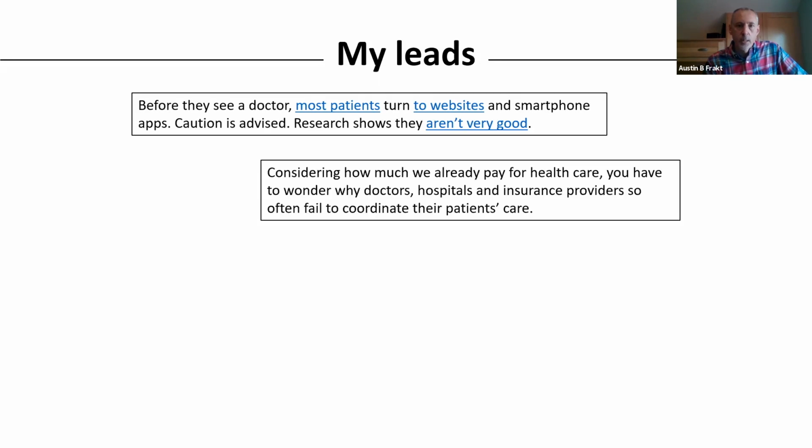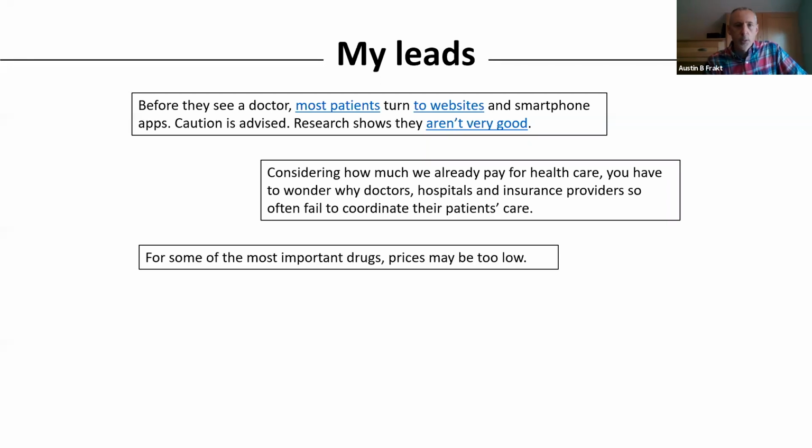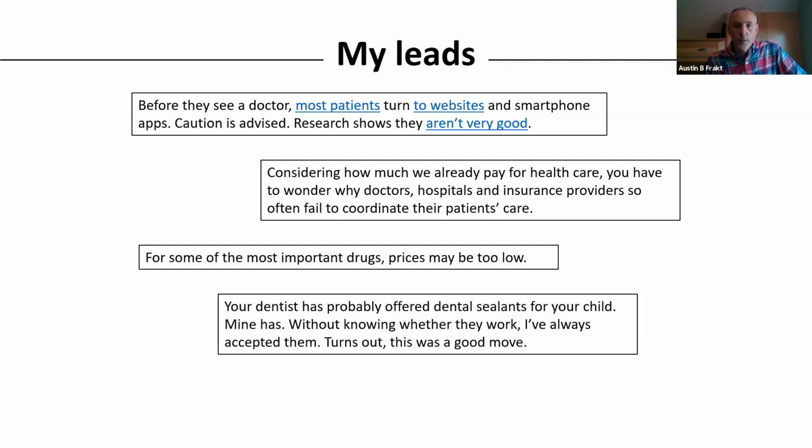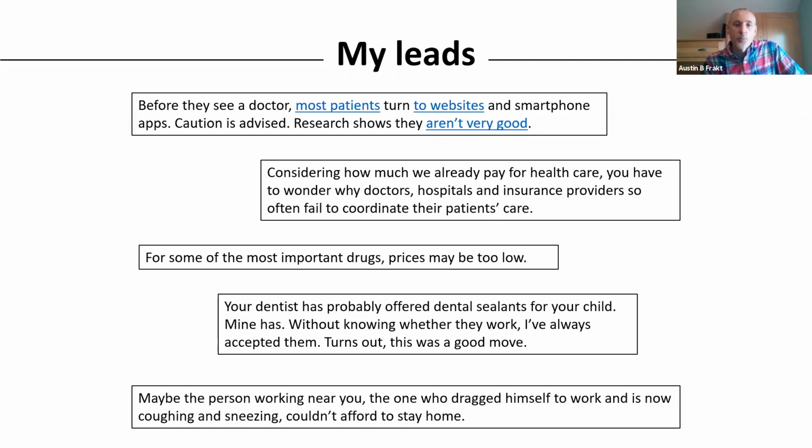There's another one. Considering how much we already pay for healthcare, you have to wonder why doctors, hospitals, and insurance providers so often fail to coordinate their patients' care. For some of the most important drugs, prices may be too low. Your dentist has probably offered dental sealants for your child. Mine has. Without knowing whether they work, I've always accepted them. Turns out this was a good move. By the way, that's a 4-sentence lead, violating my 3-sentence rule, but proving my rule that not all rules are meant to be followed. Maybe the person working near you, the one who dragged himself to work and is now coughing and sneezing, couldn't afford to stay home.